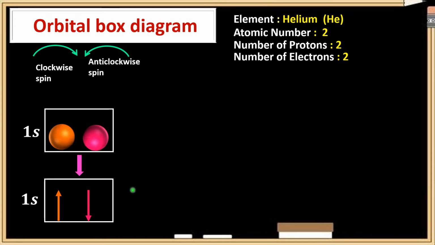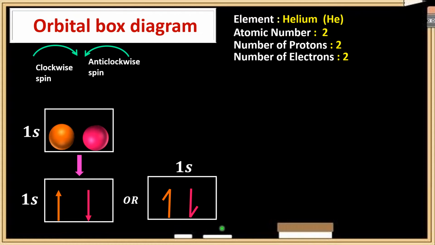Okay, so we can use these arrows, or even half arrows are also used to represent the electrons in an orbital like this. So this upward half arrow represents this electron, and this downward pointing half arrow represents this electron, isn't it?